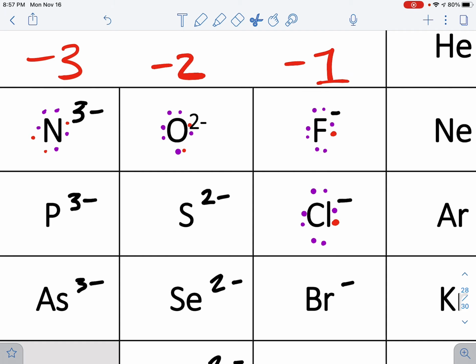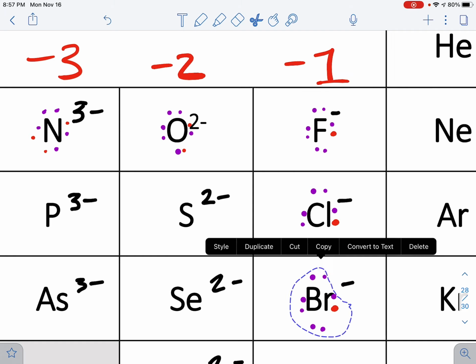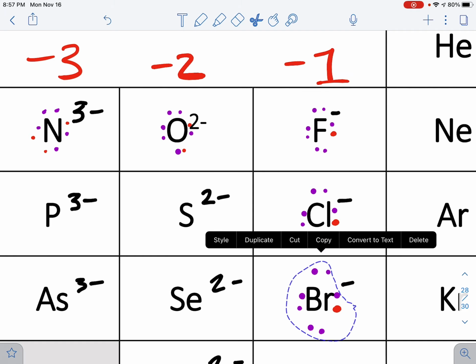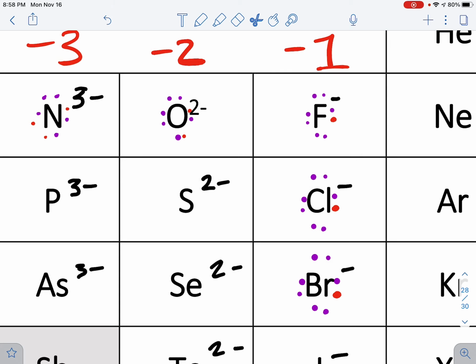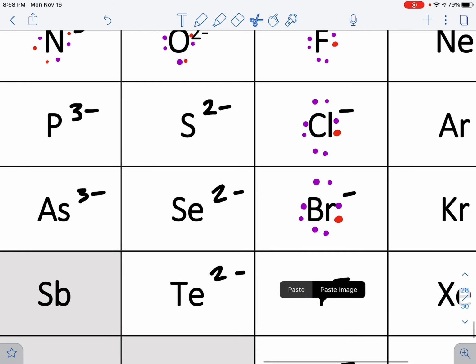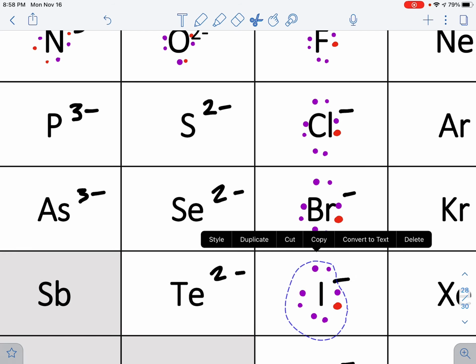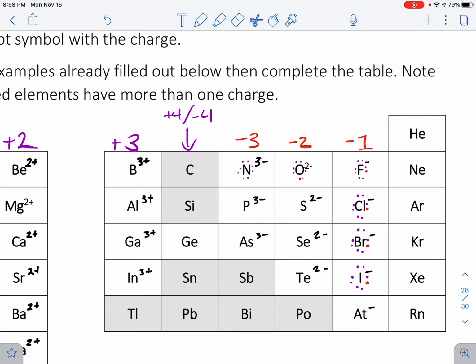So all of these had 7 electrons, and if you simply add 1 extra electron, you end up making it stable, or making it that 8 rule, or octet rule that we talked about. Okay, so that's the idea.